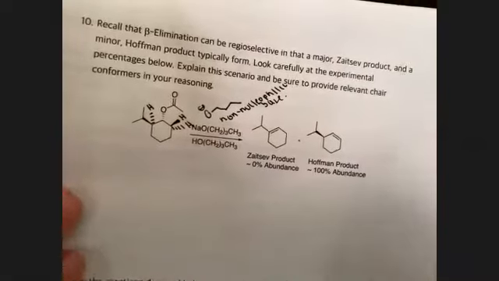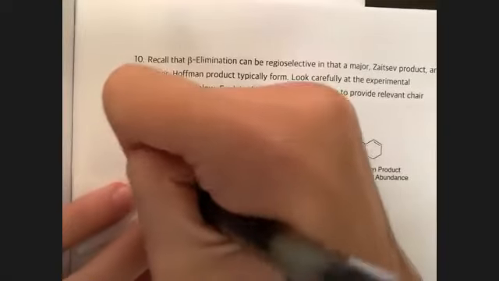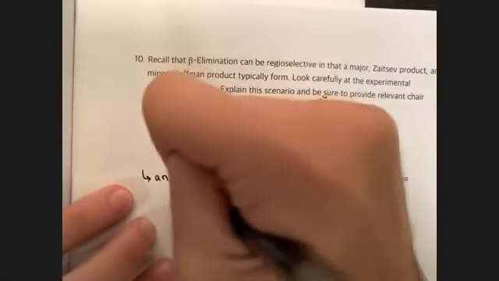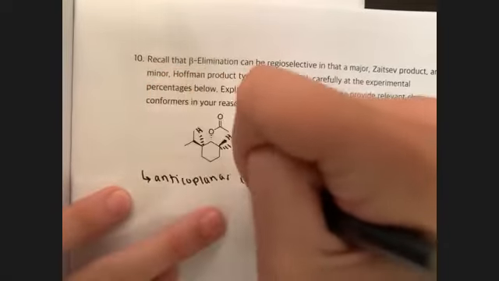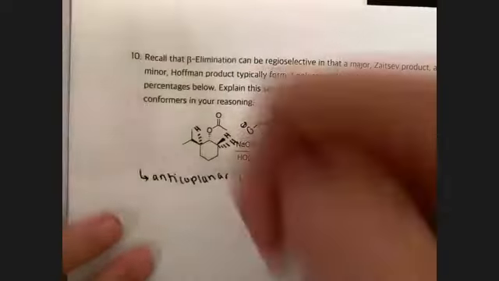We're not going to talk about the orbital specifically, but it has to be in some sort of configuration called the anti-coplanar configuration. So what does that mean? I'm going to draw the chair conformer.